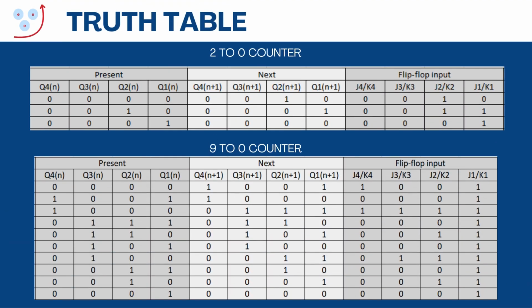To design our counter, we first needed to understand how the counter behaves from 20 to 0. We divided the counter into two sections: a 2 to 0 counter for the most significant bit, MSB, and a 9 to 0 counter for the least significant bit, LSB. These truth tables were essential in identifying the flip-flop output condition of the JK.